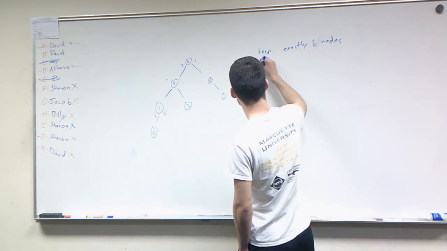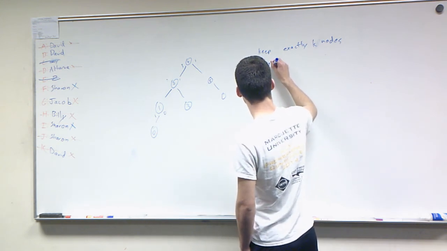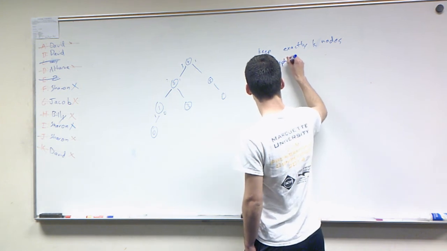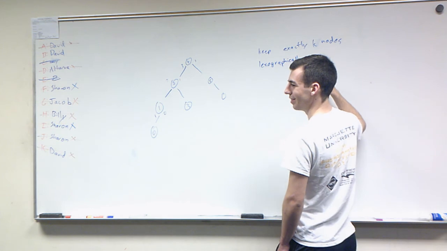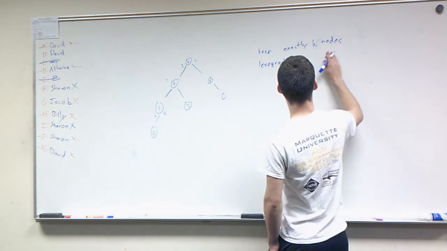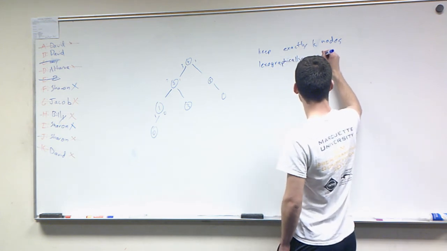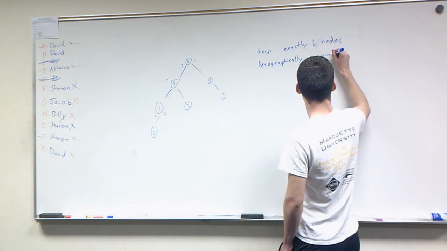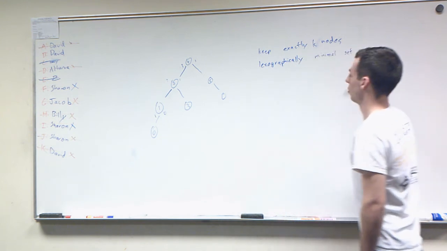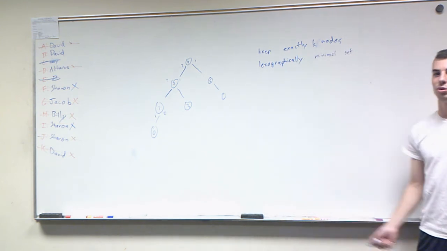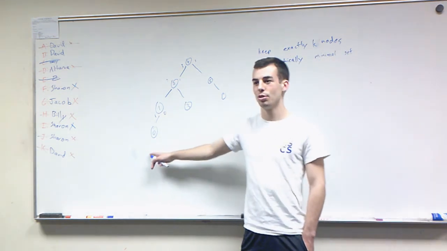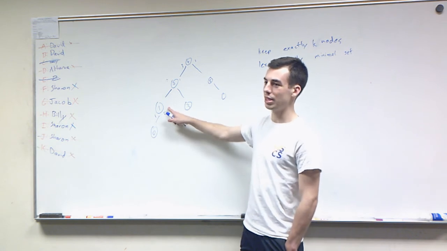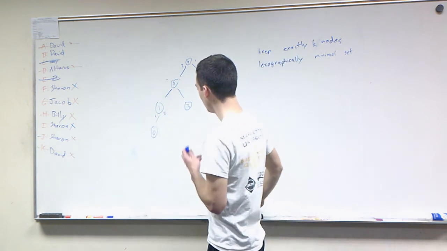And then you want the lexicographically minimal set of nodes. So if you sort the nodes that you keep, if you can keep 0, you want to keep 0. If you can't keep 0, well, fine. If you can keep 1, you want to keep 1, etc.